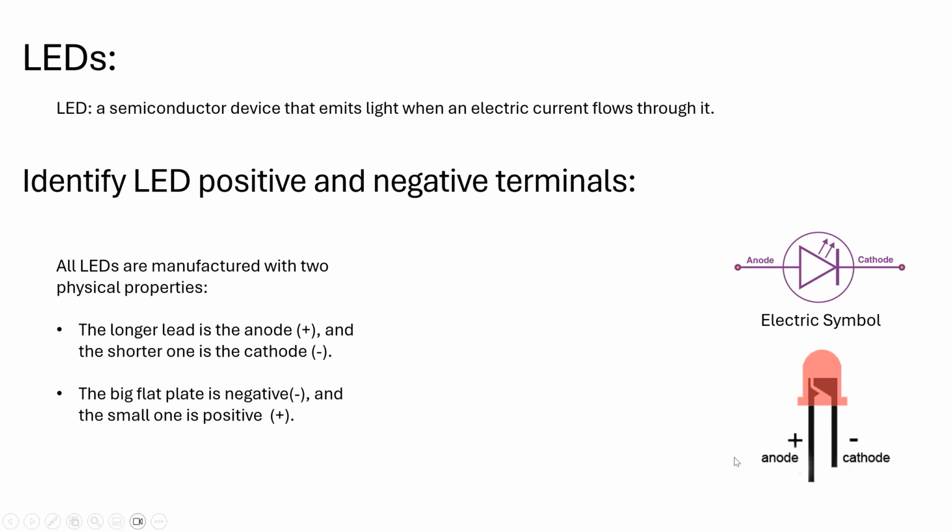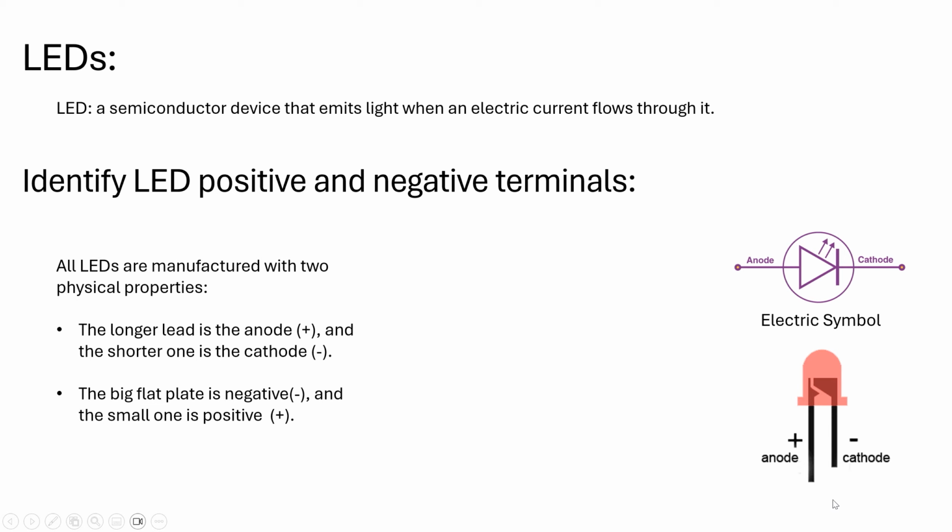There are two ways. The first way is from the length of the leads. The long lead is positive and the short one is negative. And the other way is we can look inside this epoxy case, or epoxy lens. The big flat plate is negative and the small one is positive.